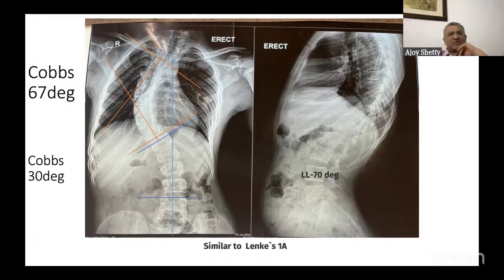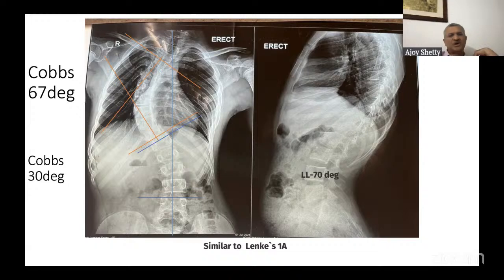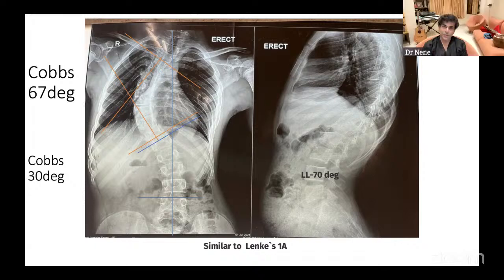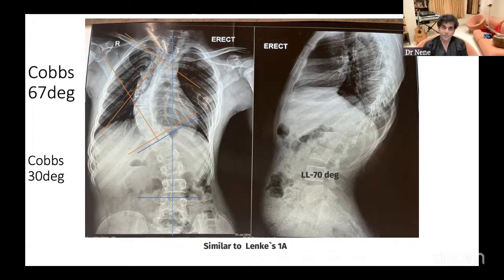I can't make out, Arjun, your UIV? For Ajoy, it's T2, right? I'm not sure it's T2 or T3. I'm not able to visualize it clearly. Somewhere around that point. Arjun, UIV? D3, I was thinking D3. T3. D3 and the LIV is the LSTV and the SV, I mean, stable vertebra. Yeah.